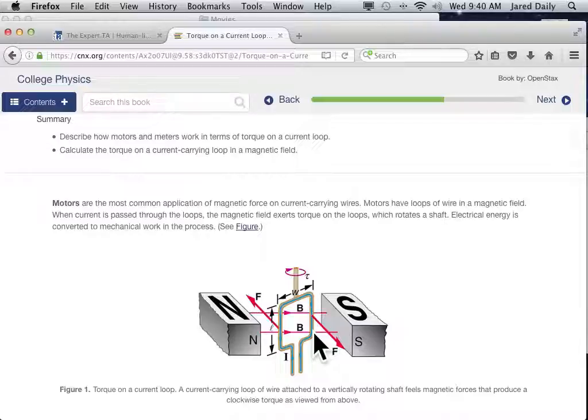Okay, what's yours? So for the upward current, which way is your force? Thumb is up, magnetic field is to the right, so it's going into the page. So we have one force on one side of the loop out of the page, one into the page, and those two forces are separated on either side of the loop. What's that going to do to the loop?